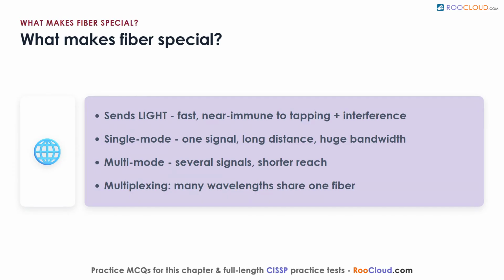It comes in two flavors. Single mode carries one light signal down a thin core with low attenuation over long distances and huge bandwidth. Multi-mode carries several signals down a wider core with more attenuation and shorter reach. A multiplexing technology lets many independent data streams share one fiber at once, each on a different wavelength of light, multiplying capacity. Picture separate colored laser beams traveling the same glass thread without ever mixing.